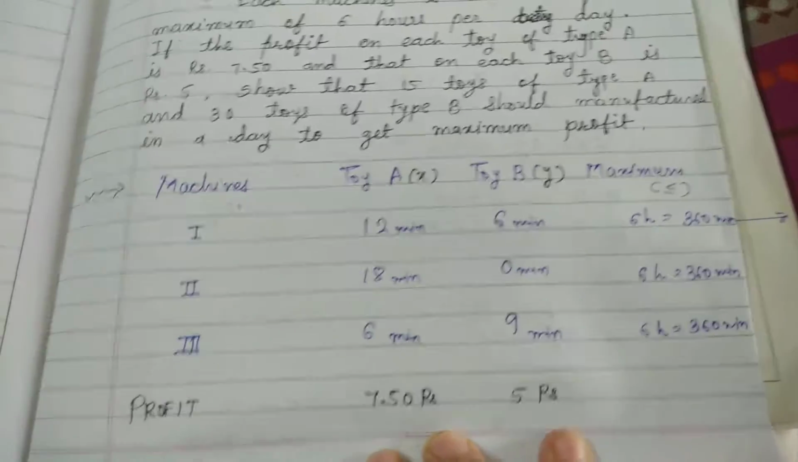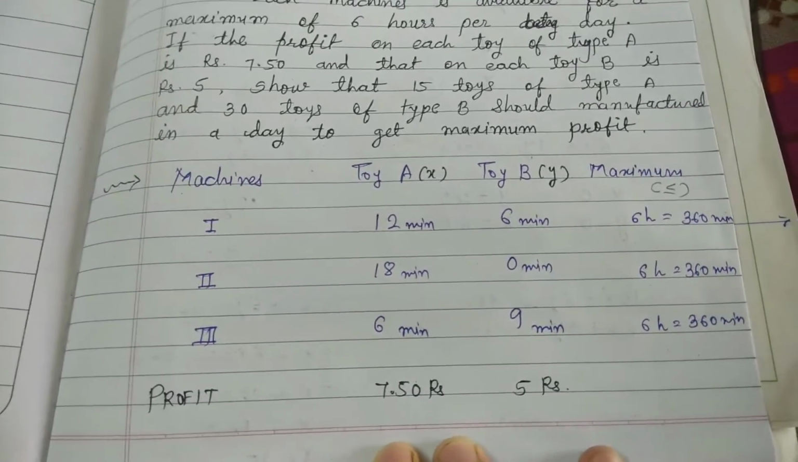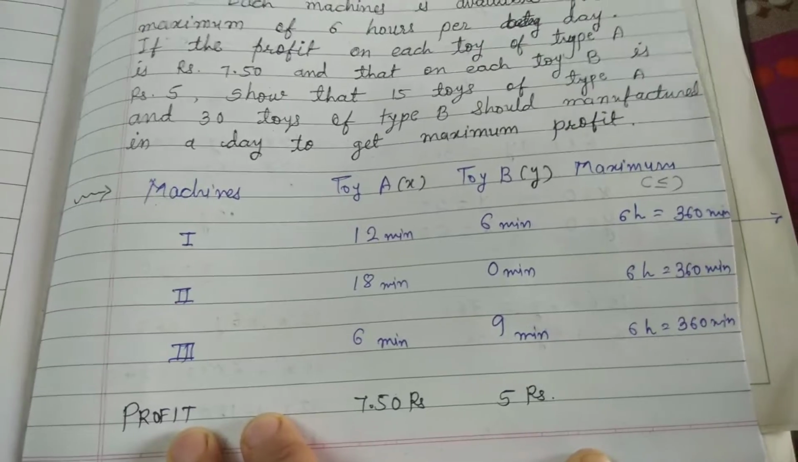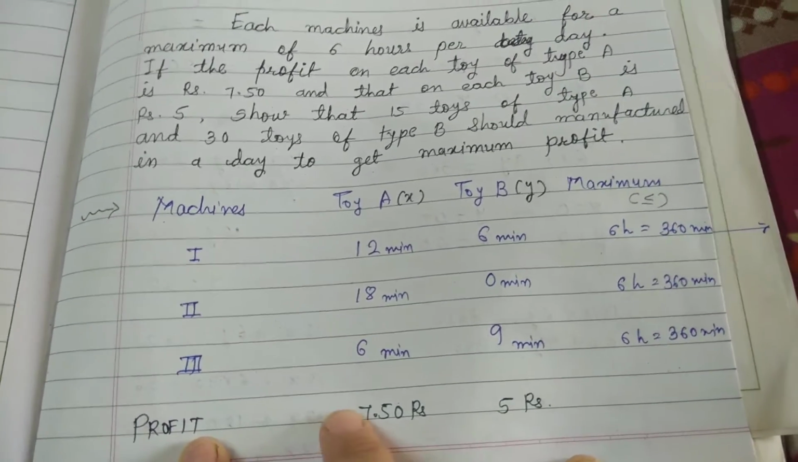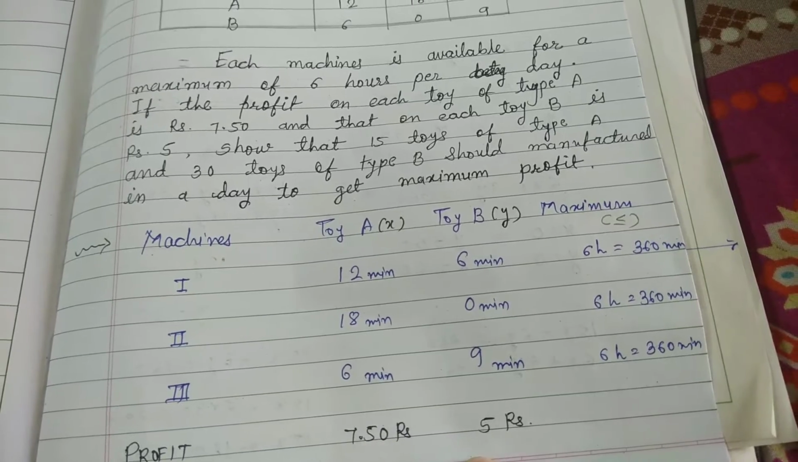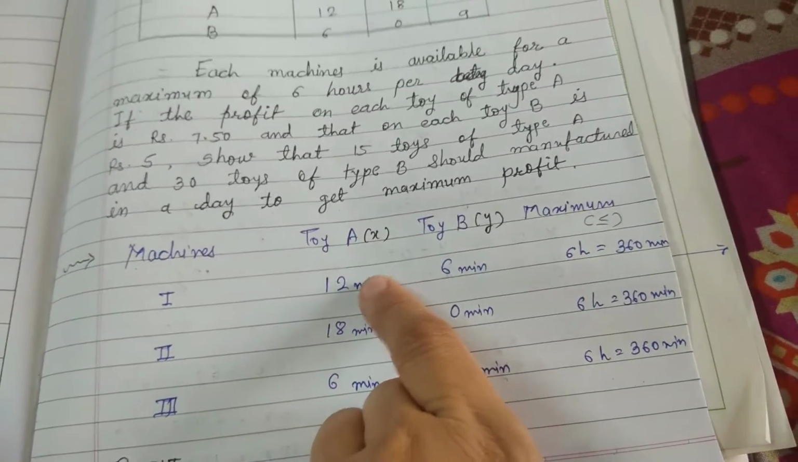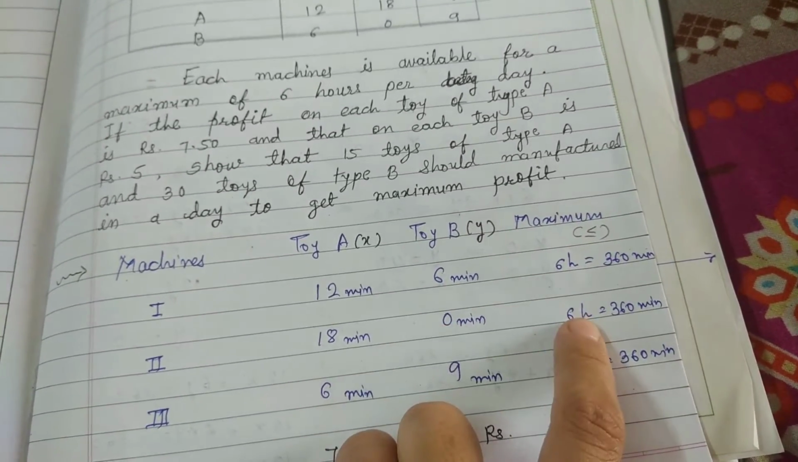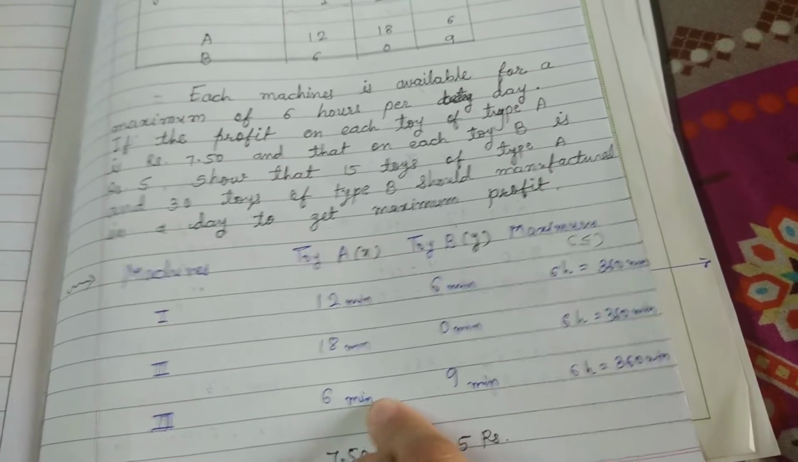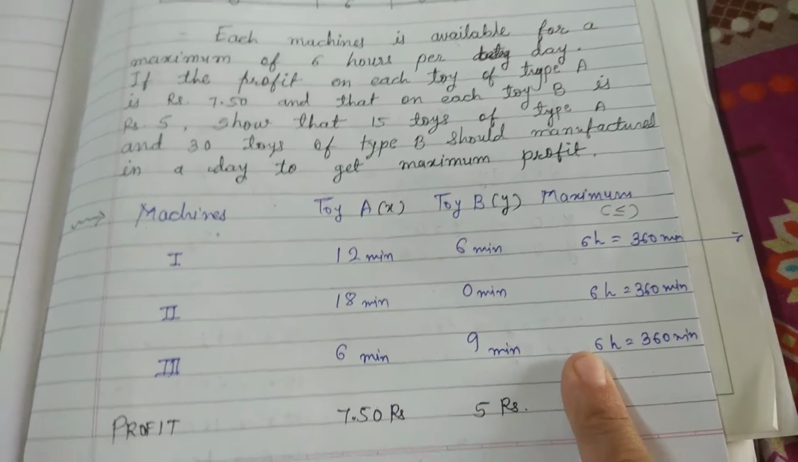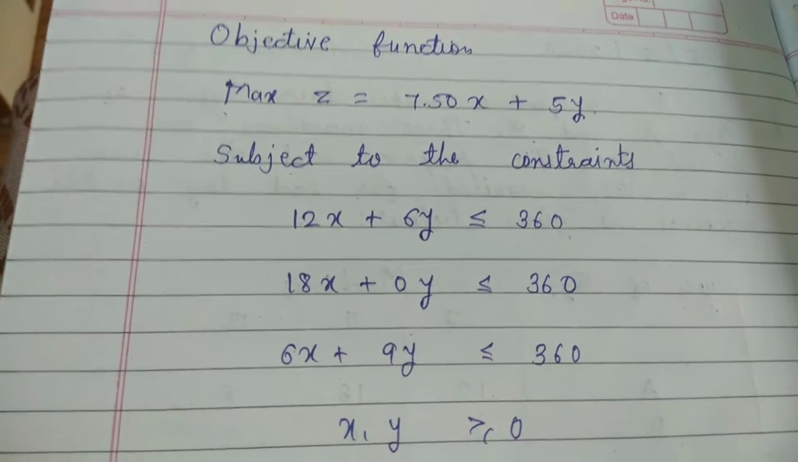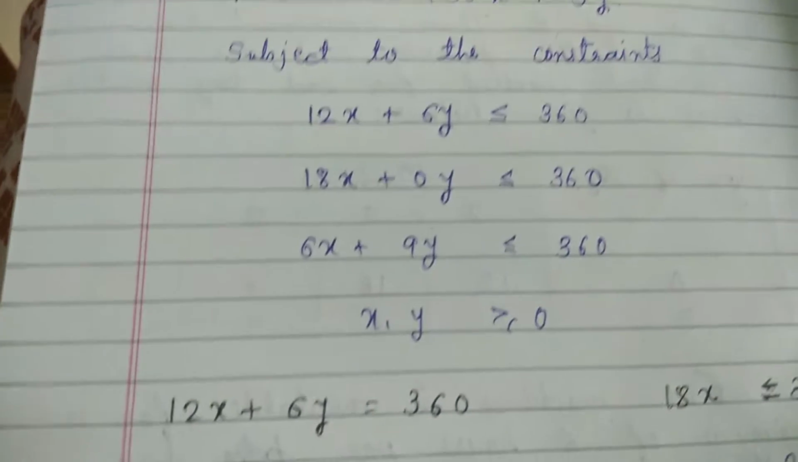Now, as you all know, we have to form an LPP. So this is a profit, that means we maximize Z = 7.50x + 5y, and these are our constraints: 12x + 6y ≤ 360, 18x ≤ 360, 6x + 9y ≤ 360. So here I have written the LPP. You can see this is our LPP, and as x and y are numbers of toys, they are obviously greater than or equal to 0.